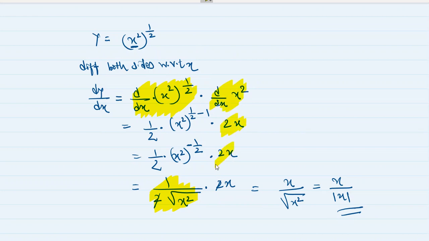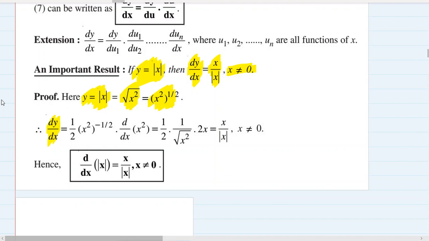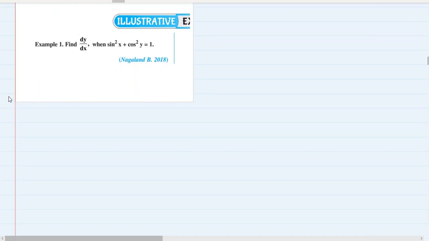So I got 2x over here, and then I simplified and I got x upon mod of x. So always remember that differentiation of mod of x is x upon mod of x when x is not equal to 0. Okay, let's start with the solved examples.